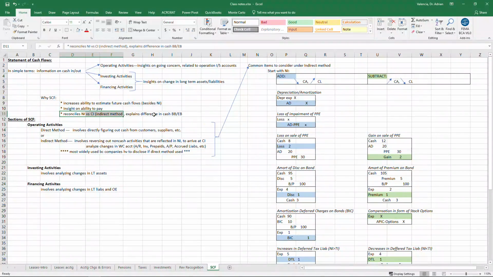And ultimately, the statement of cash flows can help explain how we got from the beginning balance in cash to the ending balance in a period. So that's important information to have, okay?